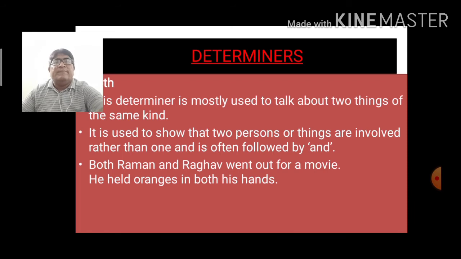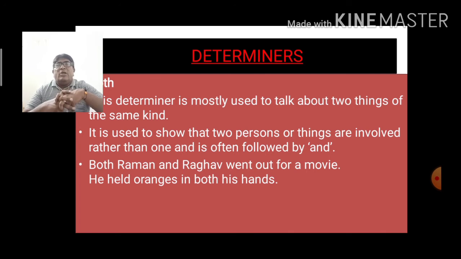The next determiner is both. This determiner is mostly used to talk about two things of the same kind. It is also used to show that two persons or things are involved rather than one, and is often followed by and. Sometimes when two things or two people's names are given and connected with and, both is used before that.